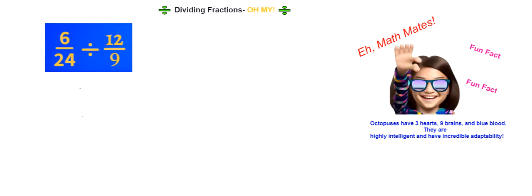Let's get on with our problem. 6 over 24 divided by 12 over 9. Remember, a fraction is just division. So 6 over 24 divided by 12 over 9.